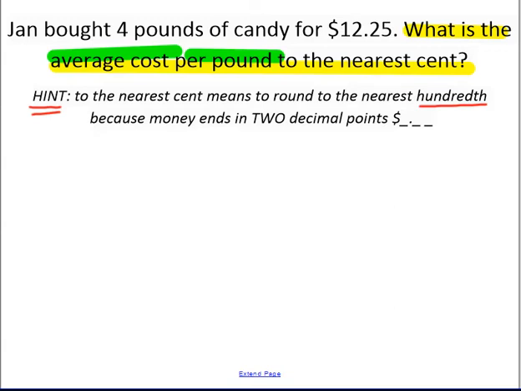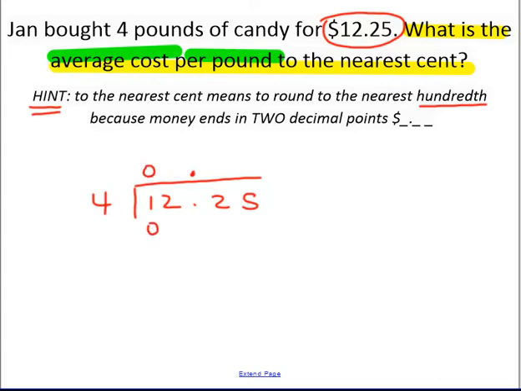So remember, the number that we're chopping up is the number that always goes first. So this is the number that I'm chopping up, okay, 12.25, because I want to find out how much money it is per pound, divided by 4. I pop my decimal to the roof. 4 goes into 1 0 times. 0 times 4 is 0. Subtract 1, bring down the 2. 4 goes into 12 3 times.